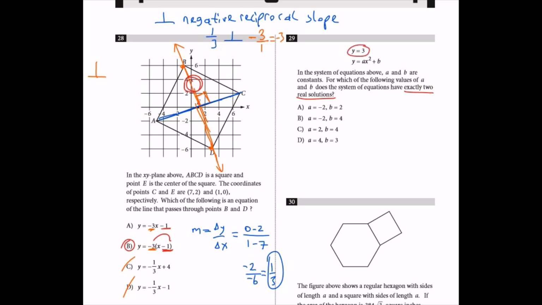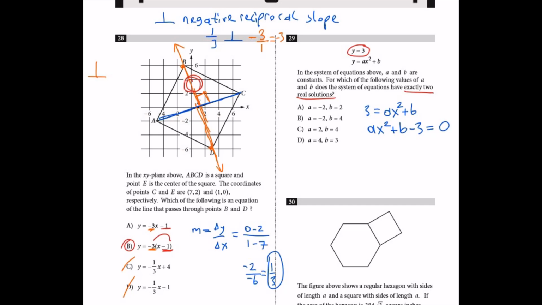We know that y is given as 3, so we substitute y as 3. 3 equals ax squared plus b. Let's merge everything and set it equal to 0. So this is going to be our standard form, ax squared plus b minus 3 equals 0. So this is the standard form of the quadratic function.